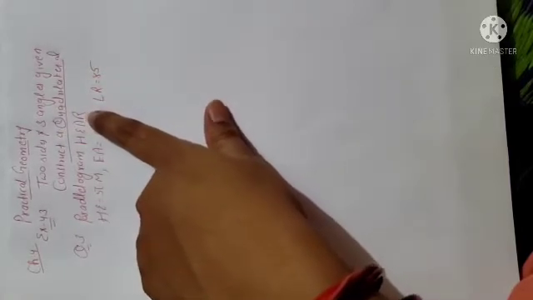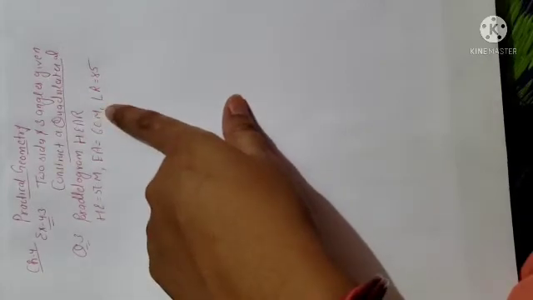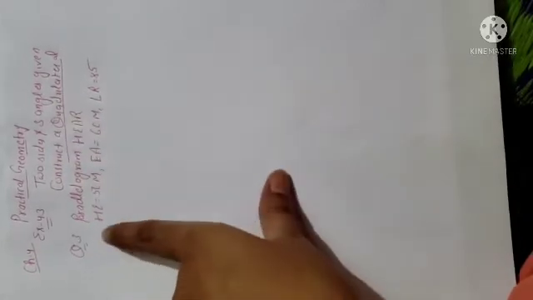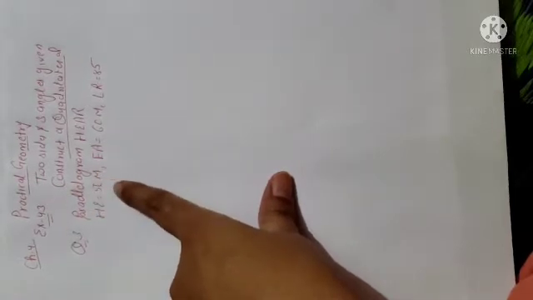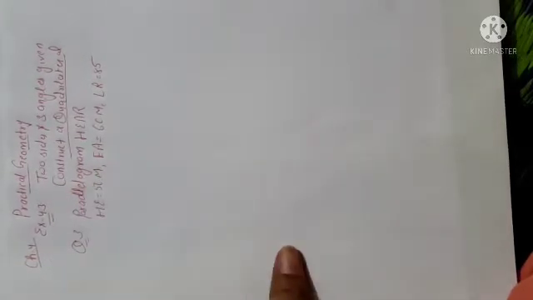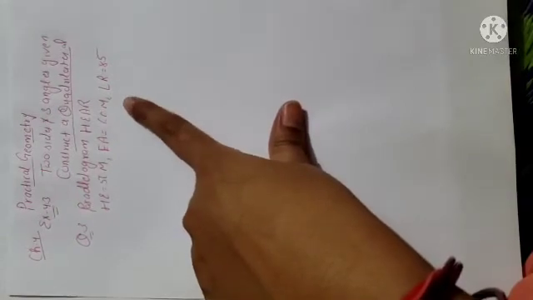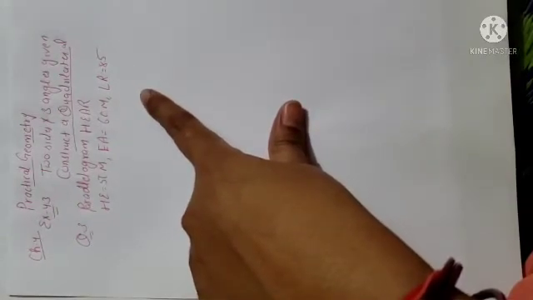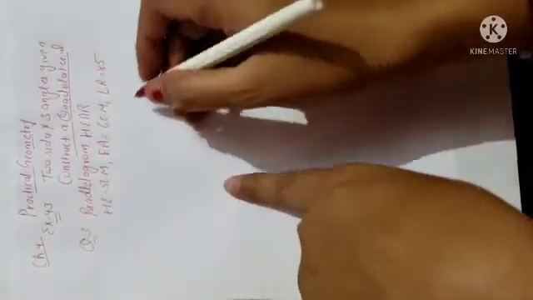Is it clear? I have already explained the first and second questions in the previous video. Today we will start question number three. And what is question number three, beta? Parallelogram HEAR. You have to draw the parallelogram HEAR where HE is 5 centimeter, EA is 6 centimeter, and angle R is 85 degree. Clear?